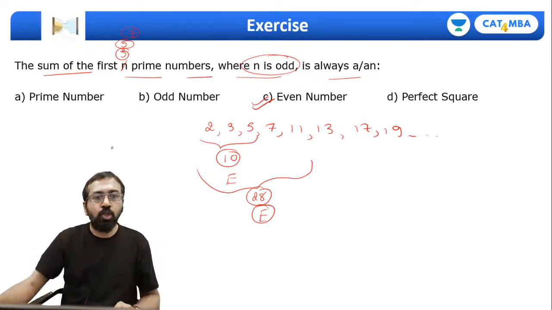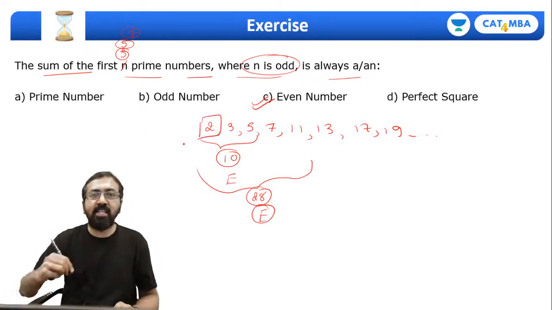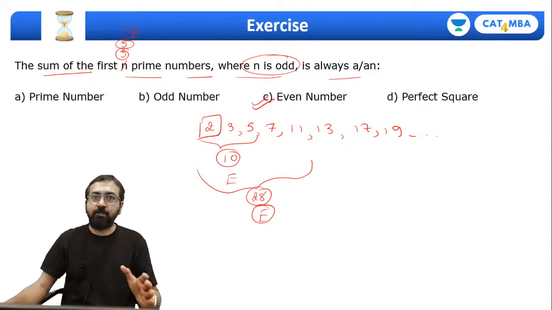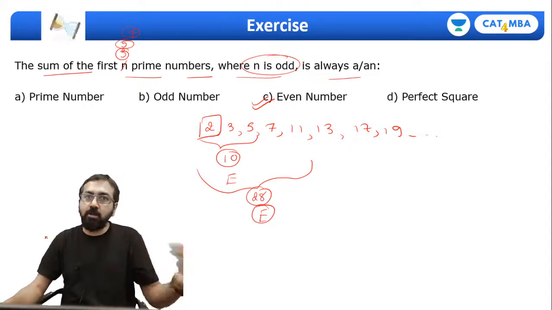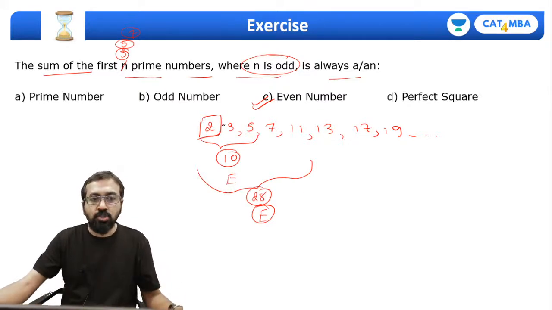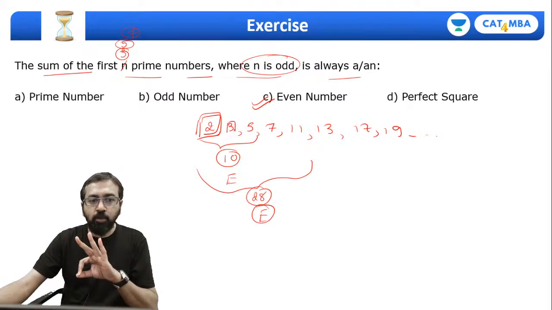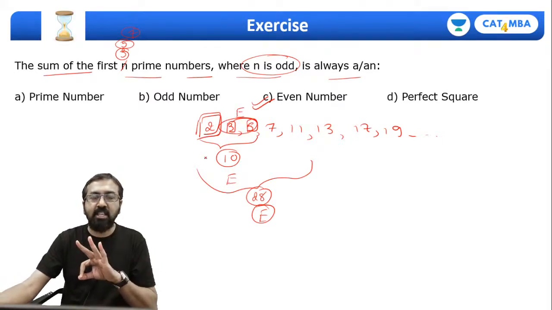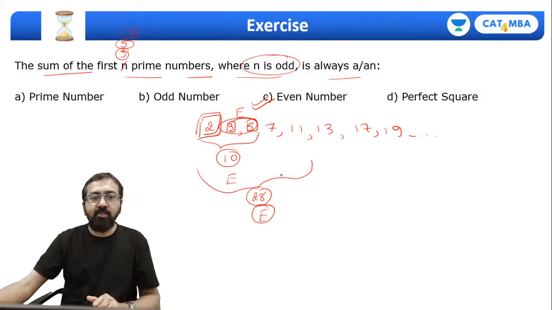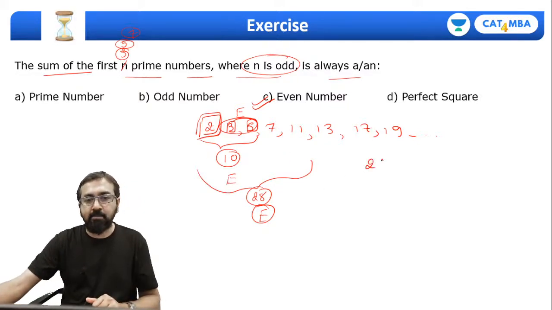Now, why is it so? We know 2 is the only even prime number. Apart from that, all the numbers are going to be odd, right? So if I have taken an odd number of prime numbers, suppose I have taken 3 prime numbers. Out of that, 1 is 2, and the remaining 2 prime numbers are odd, which will add up to an even number. So 2 plus an even number will be even. Same way, if I take the first 5 prime numbers, 2, 3, 5, 7, and 11.